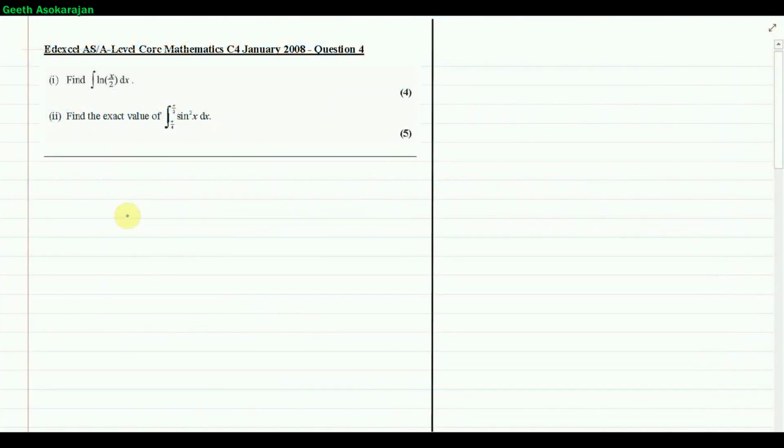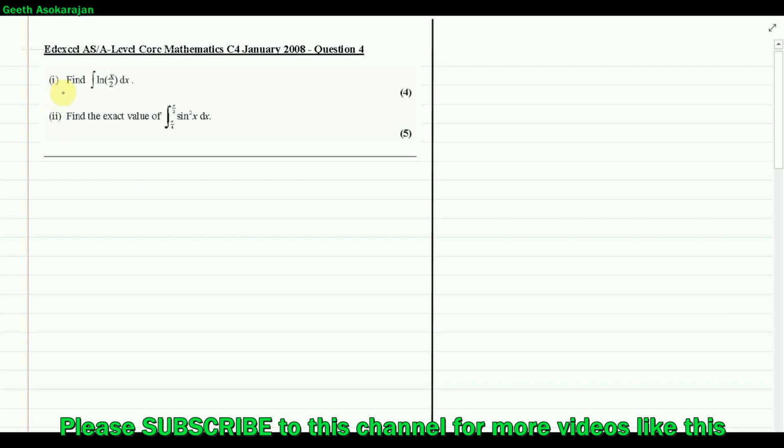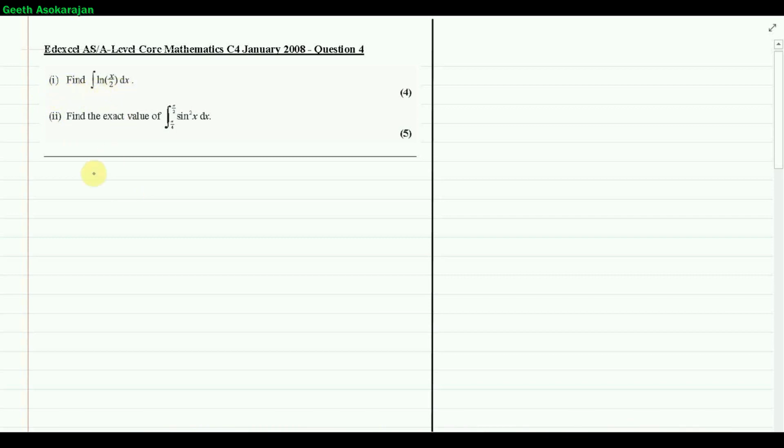Right, so another past examination question. This is an Edexcel question from C4 January 2008, and this was question 4 of that paper. So let's have a read. In part 1, find the integral of ln(x/2) with respect to x. So let me copy that down. So here's part 1, the integral of ln(x/2) with respect to x.